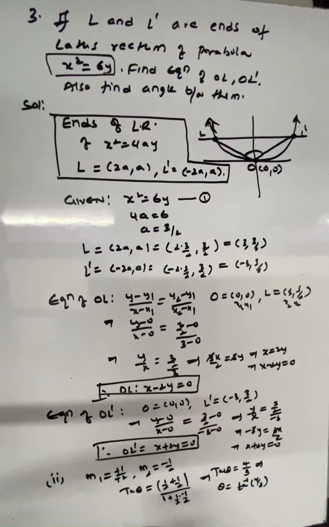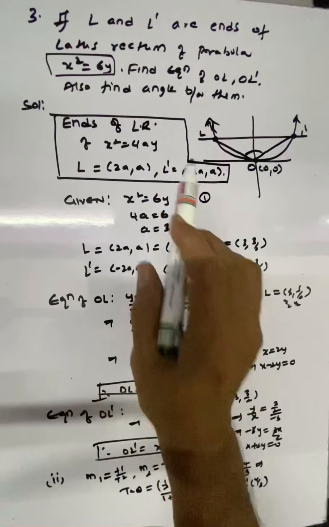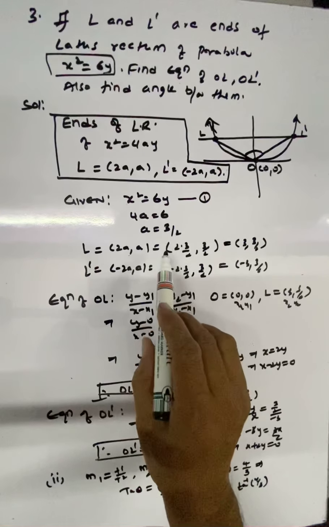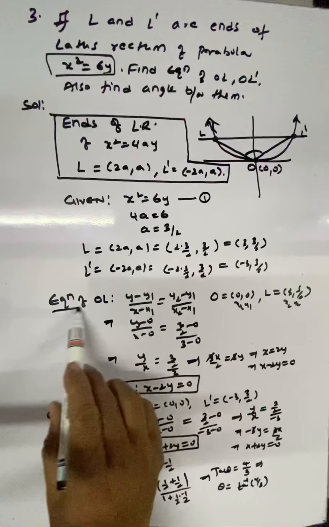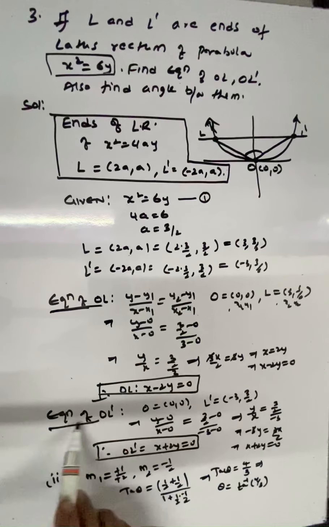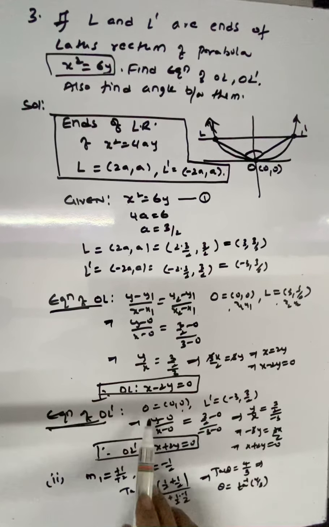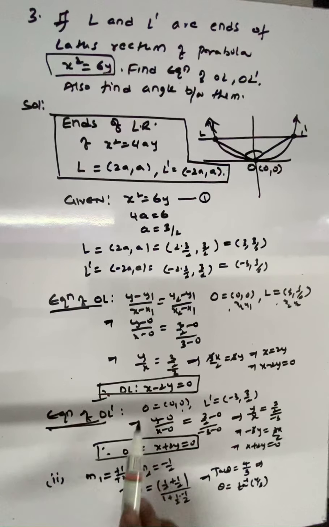See, both things are of first year itself. What we have done till now: if L and L dash are the ends of latus rectum, you have to remember the ends of latus rectum from this one. Find a from the parabola, then take L and L dash. We have to find L and L dash, then the equation of OL. One point is the origin, another point is L. Then find the equation. Then the equation of OL dash, one point is O, the other is L dash. Then we have to use the same formula, (y minus y1) by (x minus x1). Once we have the two equations, find M1 and M2, the slopes of these lines, and substitute in the tan theta formula, (M1 minus M2) by (1 plus M1 M2).